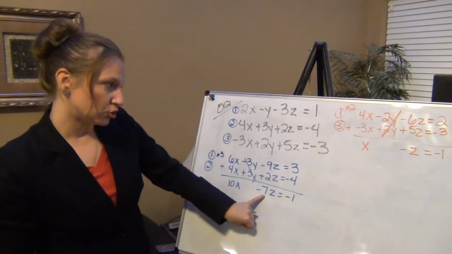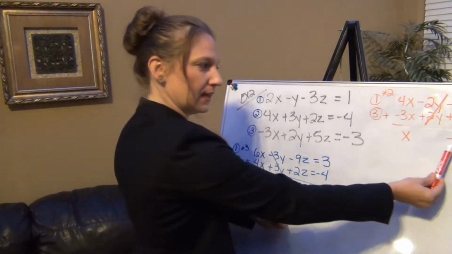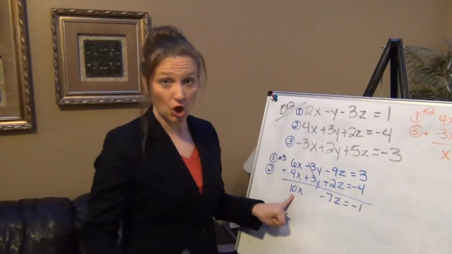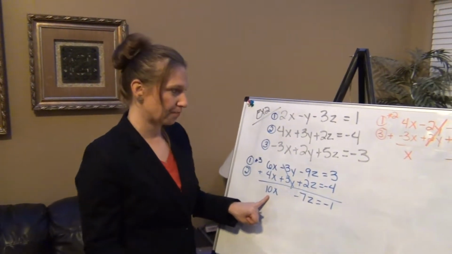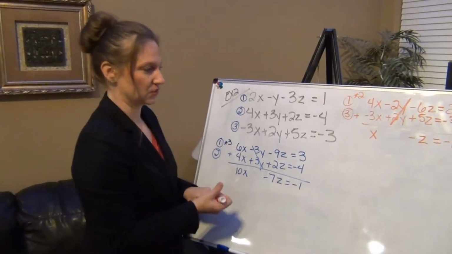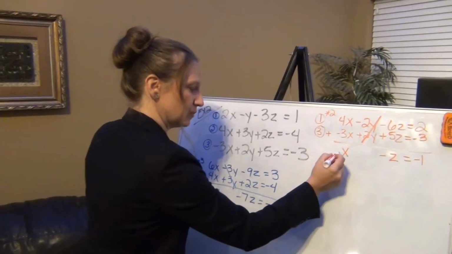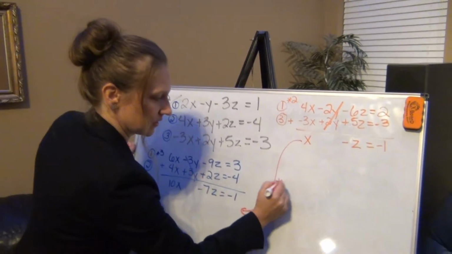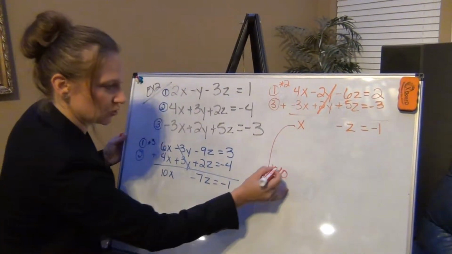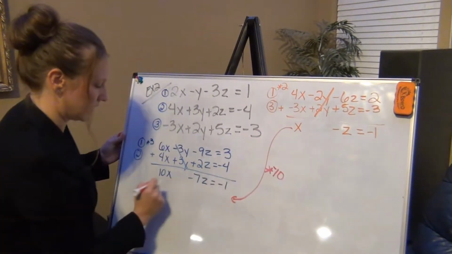So I could multiply this by -7, or I could do this by -10. As long as something eliminates, you're doing your job. I'm going to multiply this row by -10 to get the x's to cancel. So I am multiplying this times 10. So this is going to be, and I'm actually going to do a -10, that way they will cancel.